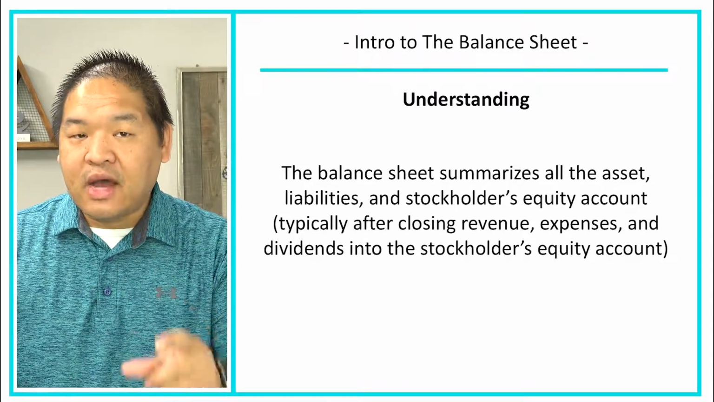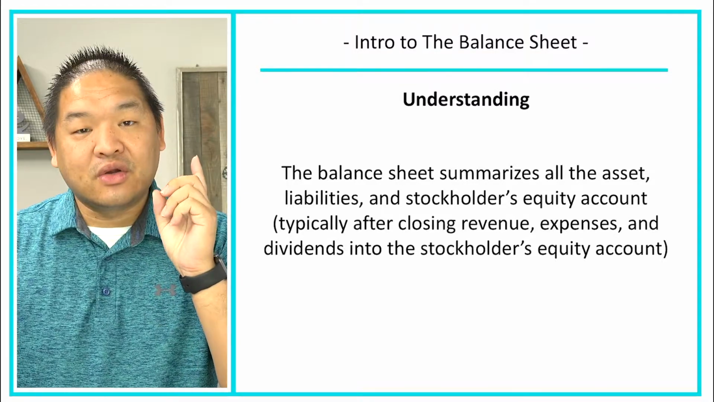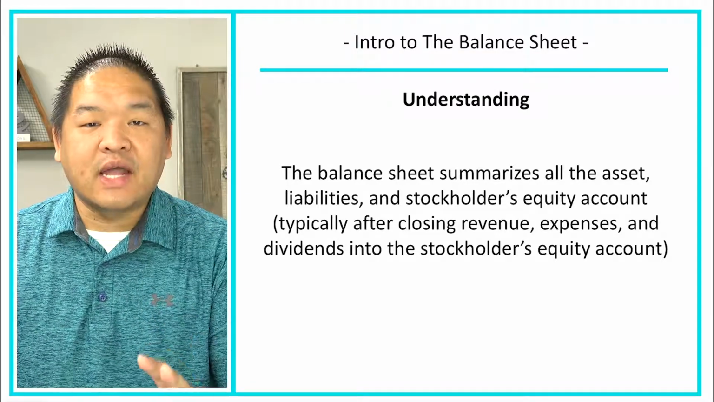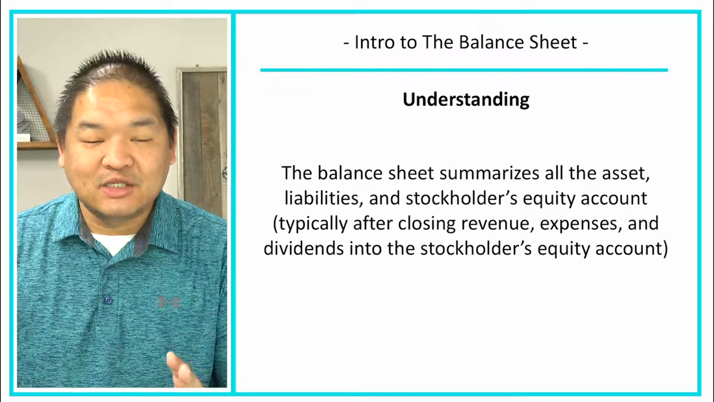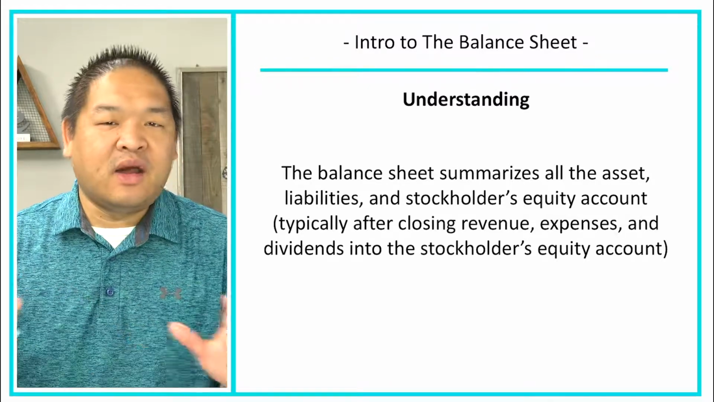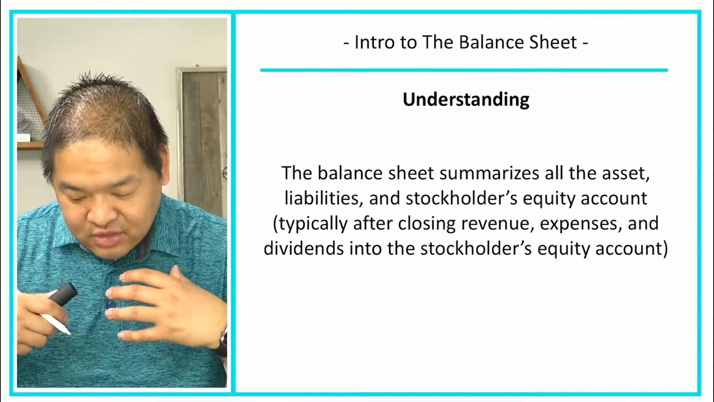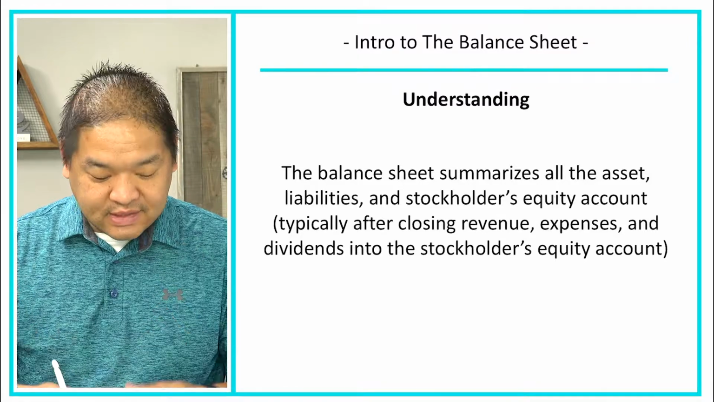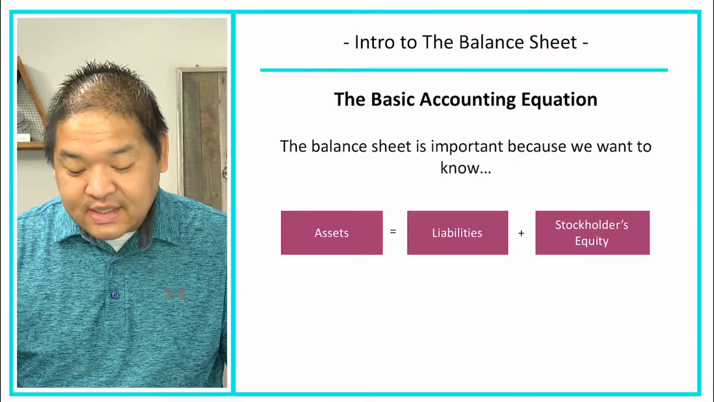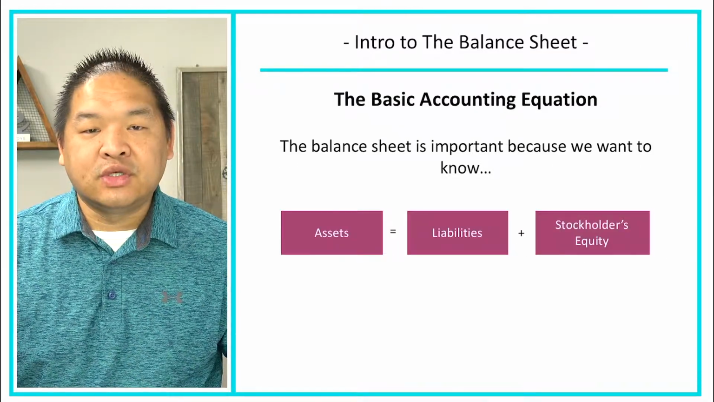Now, we don't zero out assets, liabilities, and stockholders' equity. We only zero out revenues, dividends, and expenses. So that's beyond what you need to know here, but that's why the information is provided to you in that parentheses. Okay, so the basic accounting equation, we said assets equals liabilities plus owner's equity.